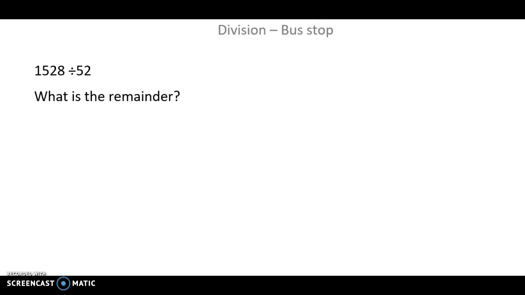We're doing this question here, which is a division, and it says what is the remainder? So they don't need us to find all the decimal part, they just want to know what the remainder is. So let's have a go.